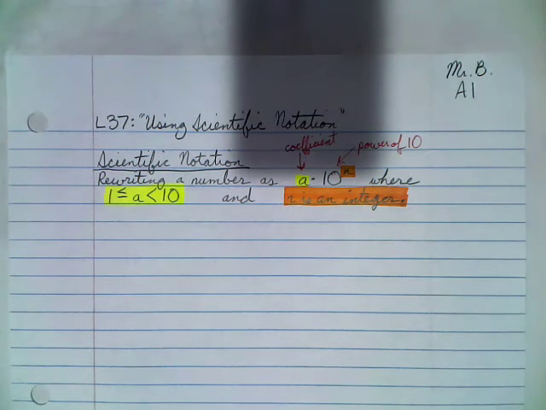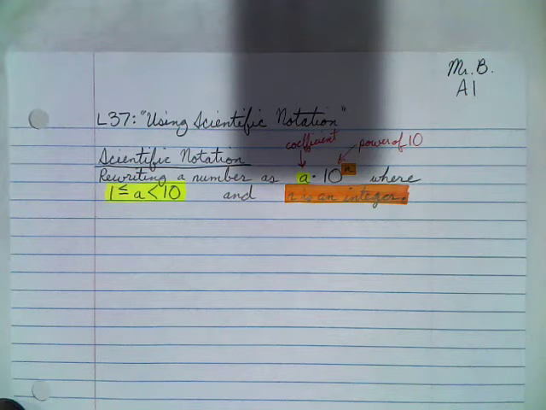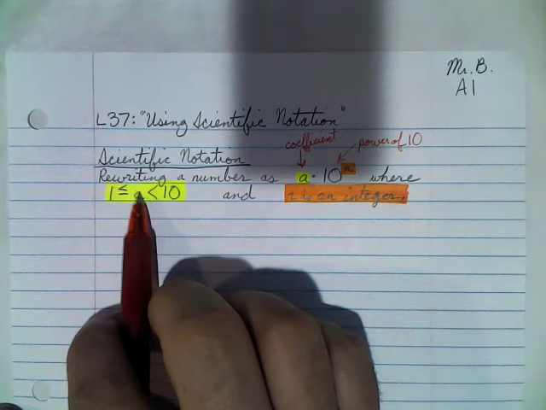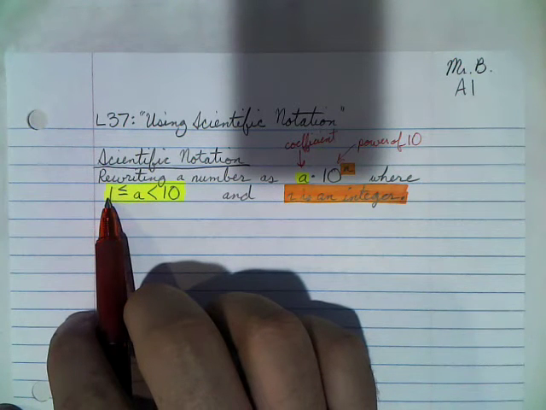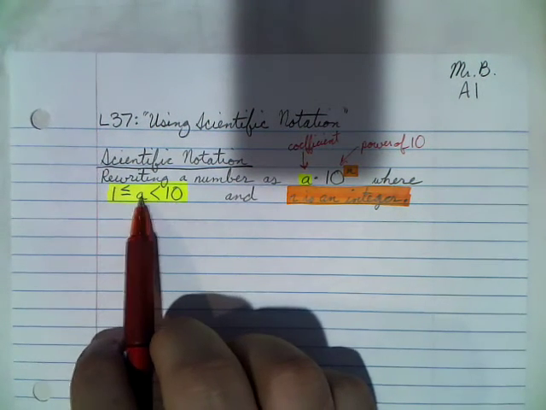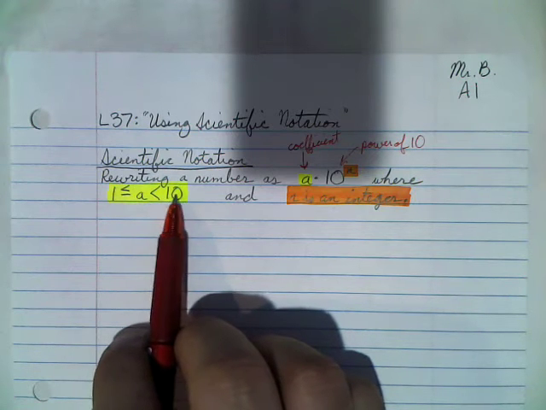Now a, to try to describe a hopefully in a few more terms, the coefficient here we see is 1 is less than or equal to a. In other words, a is greater than or equal to 1. So what that means is that it cannot be less than 1. If you think about it, if it was less than 1, then the whole number part of that would be 0. So we're saying it can't be 0. It's got to be something other than 0. However, saying that a is less than 10 means that that whole number part cannot be a double digit.